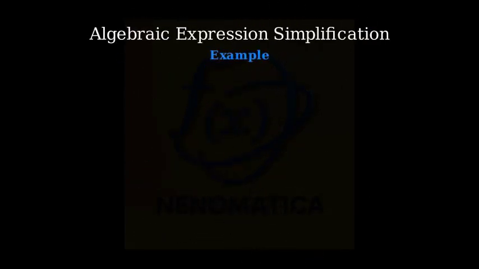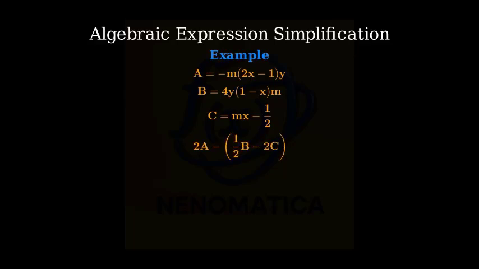We have three expressions, a, b, and c. A equals negative m times the quantity 2x minus 1, all multiplied by y. B equals 4y times the quantity 1 minus x, all multiplied by m. C equals mx minus 1/2. And we need to simplify the expression 2a minus the quantity 1/2 b minus 2c. Let's tackle this step by step.